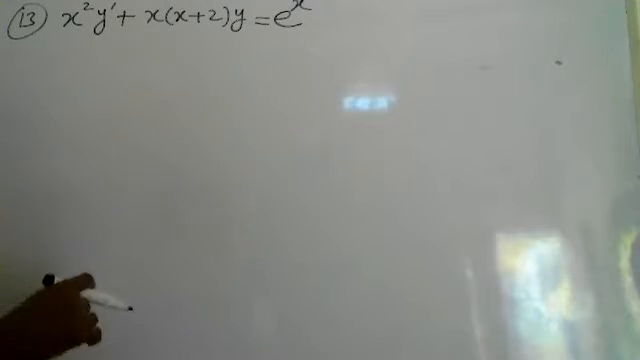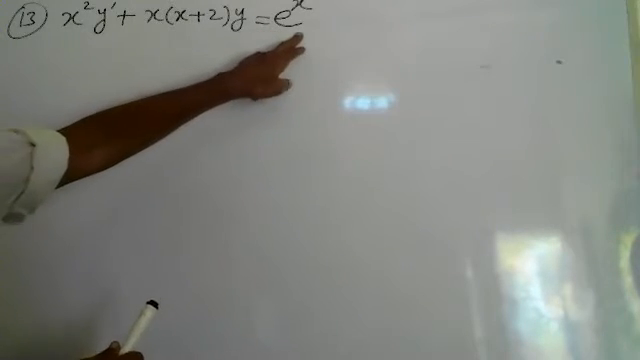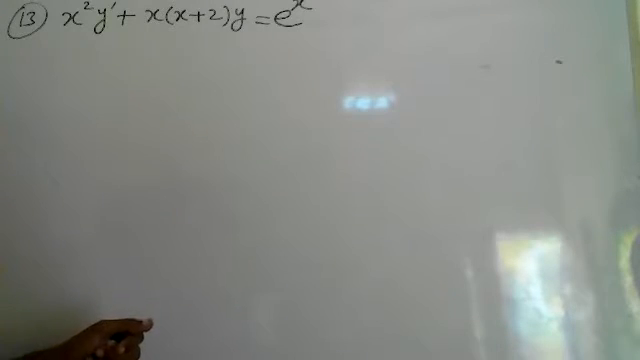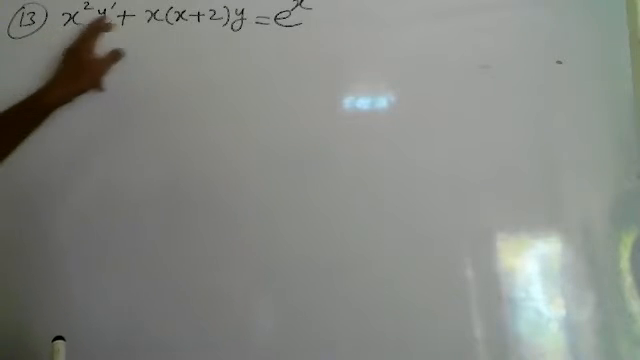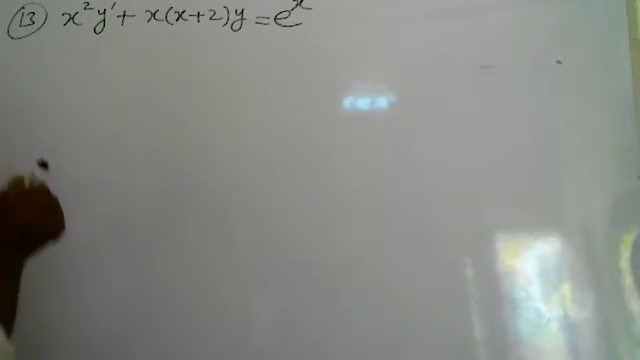So first of all, we'll check whether there is any term involving y on the right side. No, there is no term involving y on the right side. The second thing, is there a coefficient other than 1 of y dash? Yes, x square is there. So we'll divide by x square, so that the coefficient of y dash or dy upon dx will become 1.